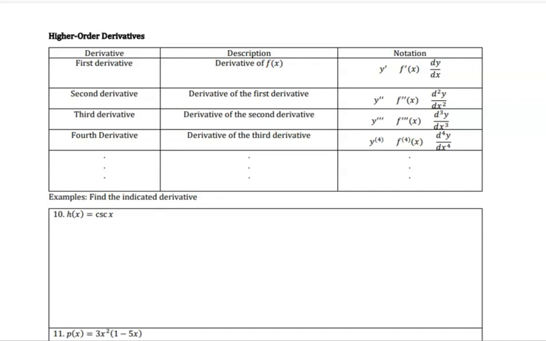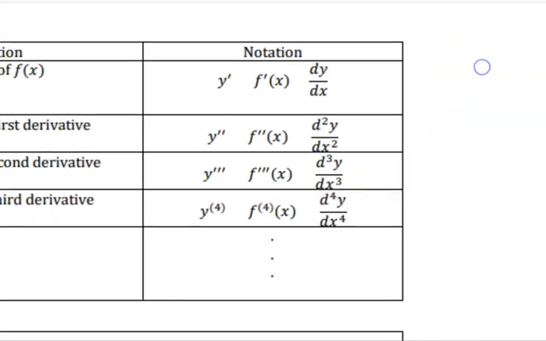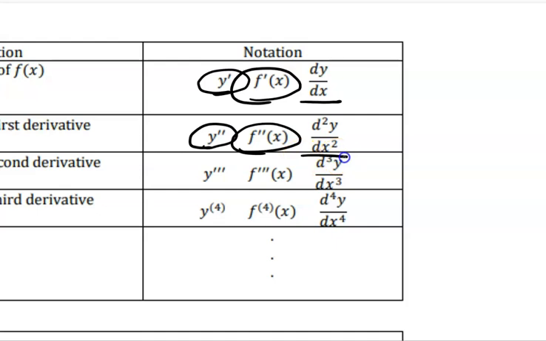So first you find velocity with the first derivative, and then we found acceleration with the second derivative. You could keep going and find the third, fourth, fifth, and so on. Just a notational thing here: first derivatives, we just get one prime, dy/dx. Second derivatives get two primes, d squared y over dx squared. Same notation for the third derivative.